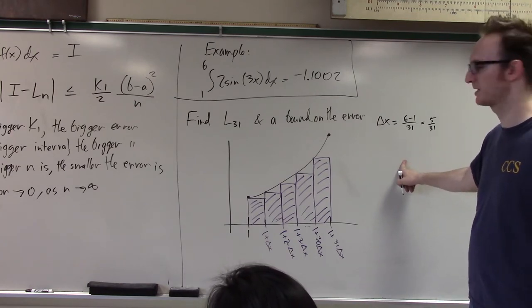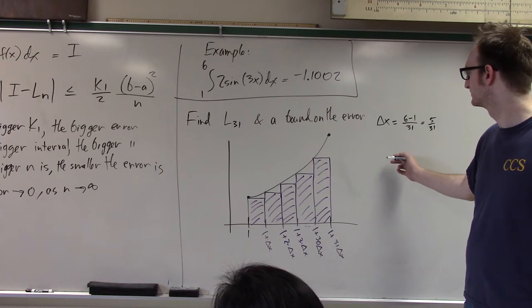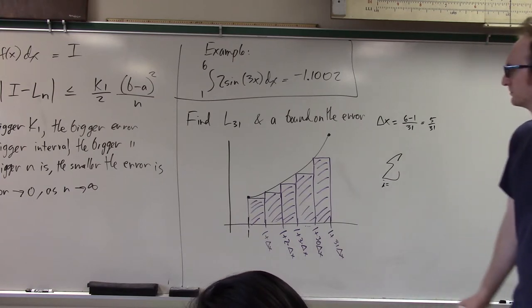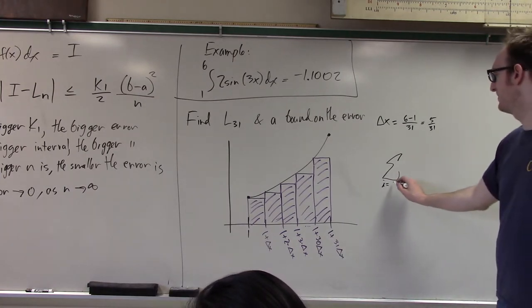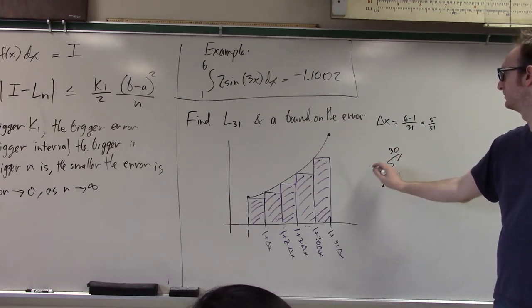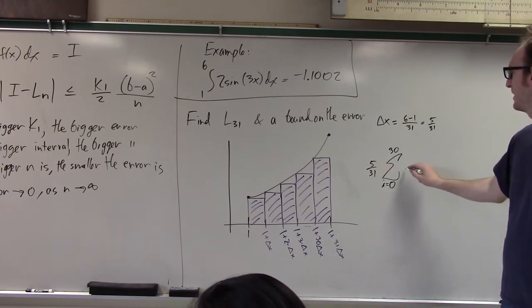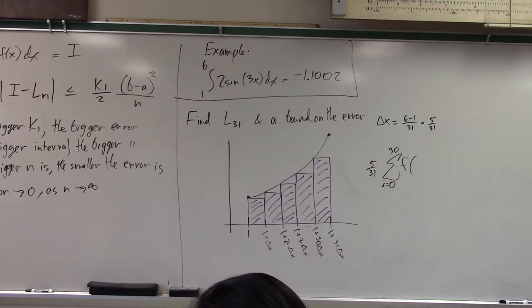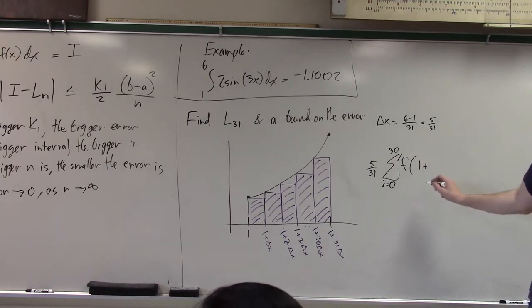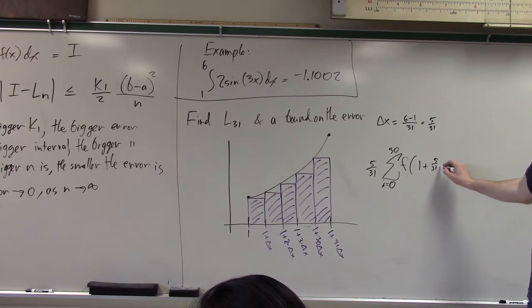What is the summation that I'm going to get? The sum, sigma, from i equals zero. This is what we did last class. It makes more sense to start from zero and end at 30. And then what's the width of each subinterval? 5 over 31. And then what's the height of the ith rectangle? F of 1 plus i times 5 over 31. I think that's right.